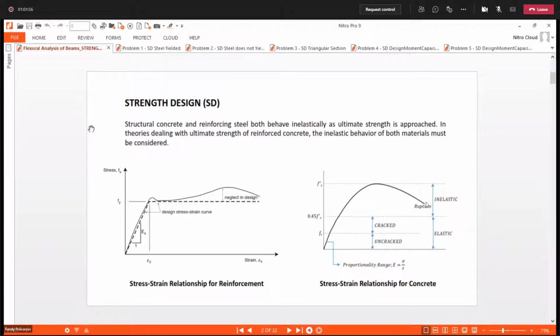Kasi kapag nakausap mo yung isang kliyente or someone read this, you are considering the ultimate. So you are considering yung pinaka sagad, yung pinaka failure ng material, okay? So instead of using that, we make use of Fy, okay?